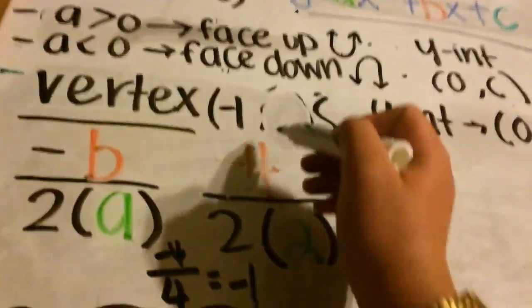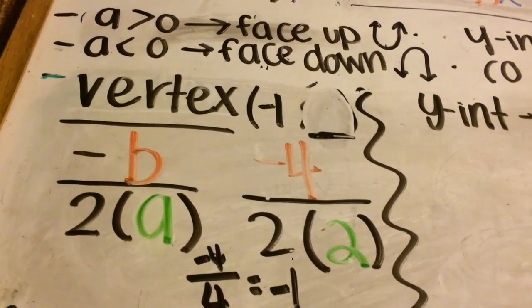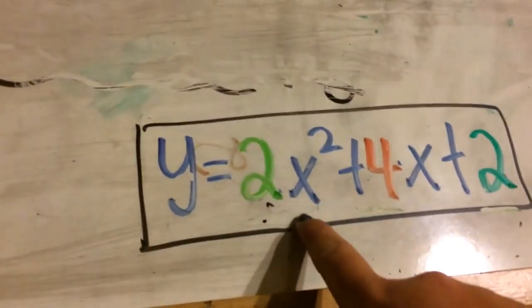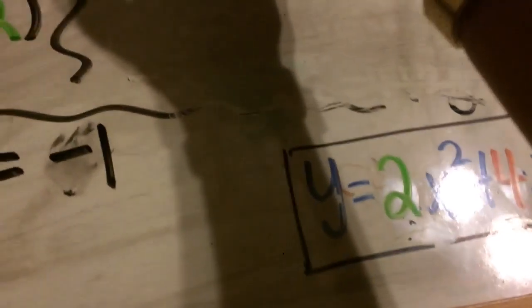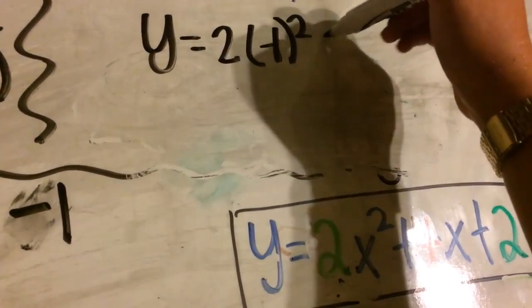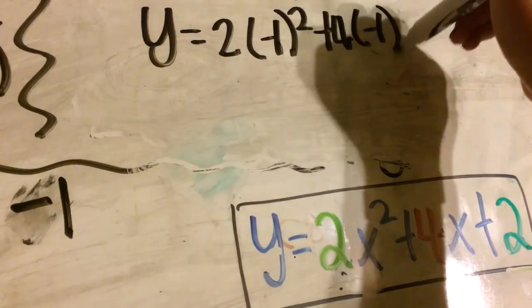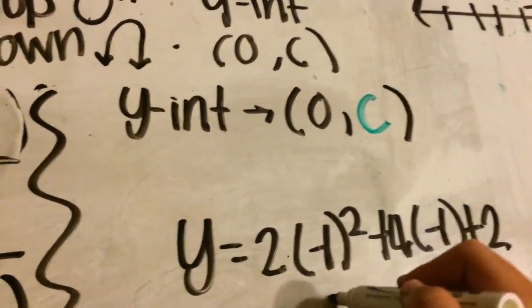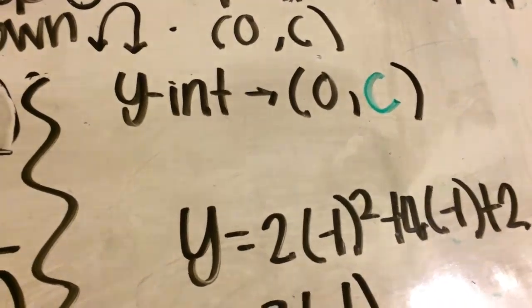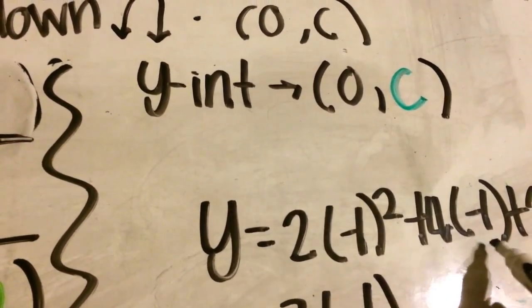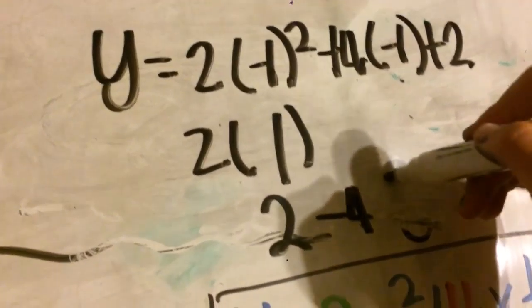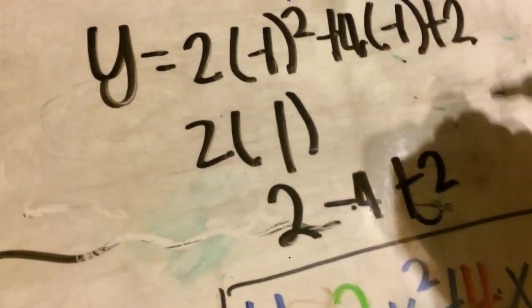So to find the y portion of the vertex, you're going to plug in your x, which we just got, negative 1, into the x part of the equation. Okay, so let's do that. y equals 2 times negative 1 squared plus 4 times negative 1 plus 2. So negative 1 squared is the same thing as 1. And a 2 multiplied by 1 is also a 2. 4 times a negative 1 is a negative 4. And we add 2. 2 minus 4 is a negative 2.